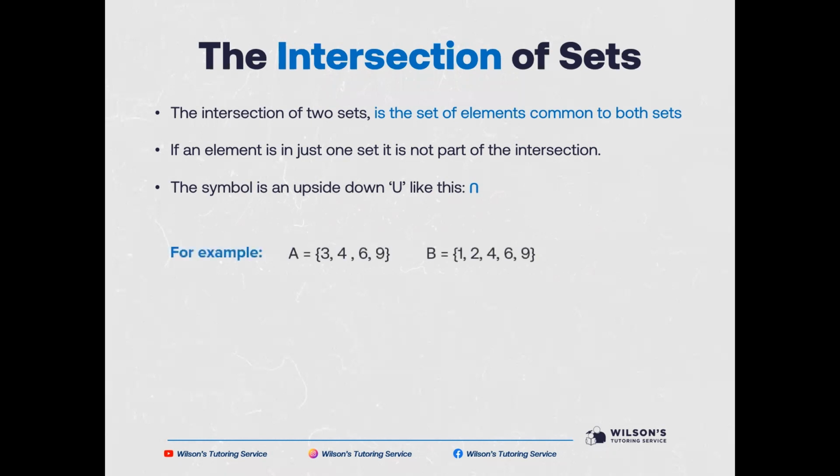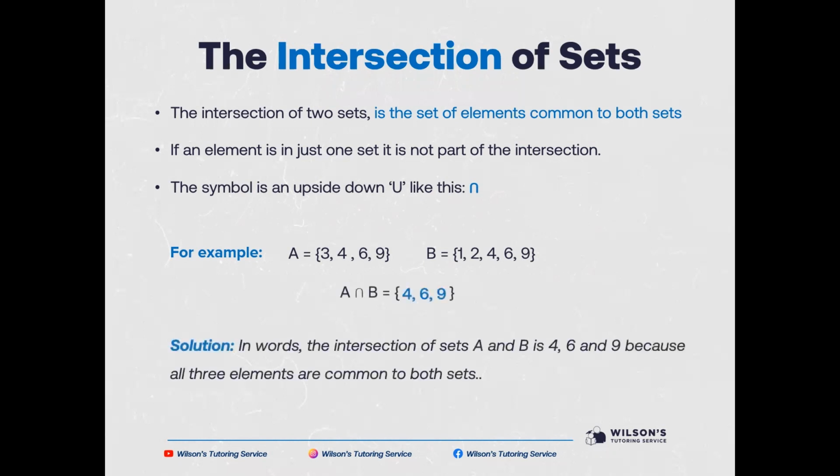For example, set A has the elements 3, 4, 6, 9, while set B has the elements 1, 2, 4, 6, 9. The intersection of these sets would be 4, 6, 9 because the elements 4, 6, and 9 are common to both sets.